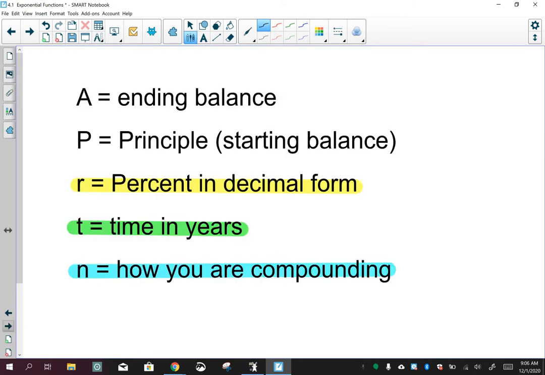Your A is always going to be your ending balance. Whatever your ending balance is, that is your A. Your P is your principal, your starting balance. So how much you're investing, how much your house is worth, whatever else it is.